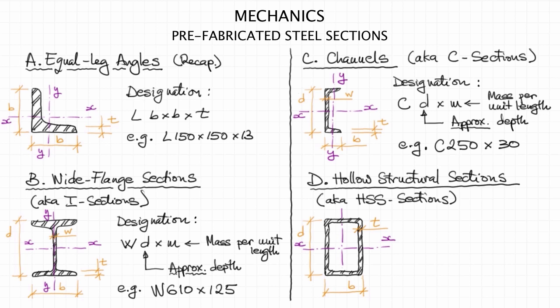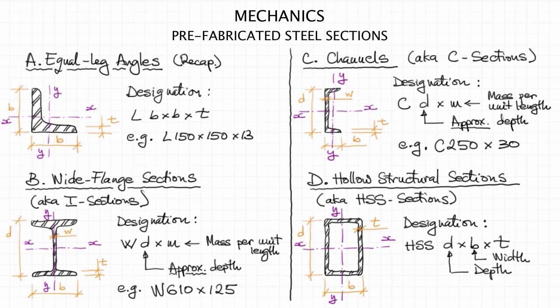Now, the designation of such a section would start with the capital letters HSS, indicating that this is a hollow structural section, followed by the exact external depth and the exact external width and the wall thickness. So, for example, such a section could be HSS 127 by 76 by 6.4 millimeters.